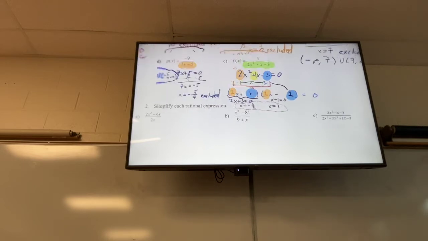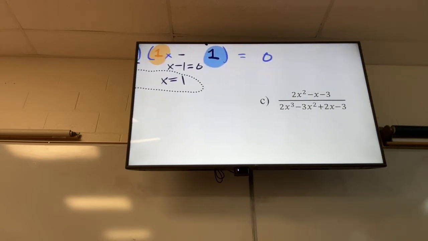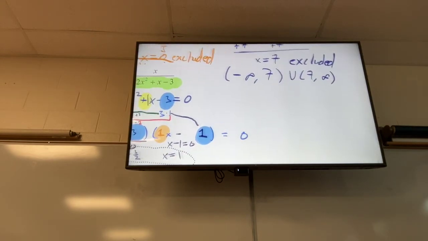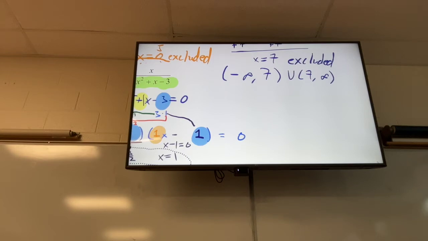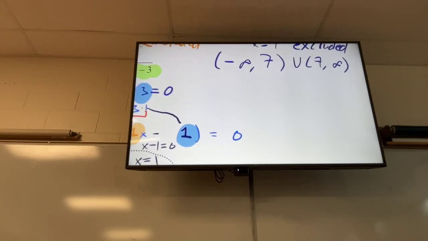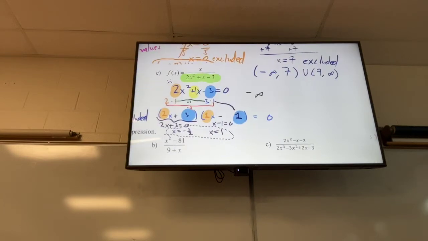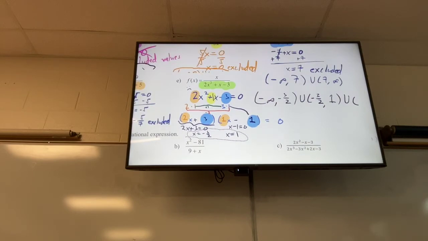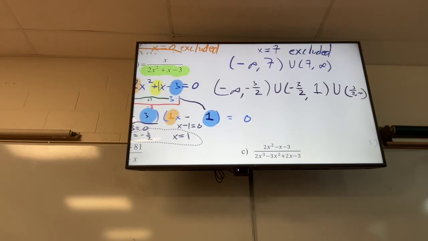Yeah, so it's going to be all real numbers except our 2 excluded values here, okay? So we do this the exact same way. We write excluded values in our domain the exact same way we've been doing it, okay? So we're going to go negative infinity, comma, negative 3 halves, okay? Union, negative 3 halves to positive 1. Union, oh gosh, I'm out of space. Negative 3 halves to infinity. There you go. Okay.